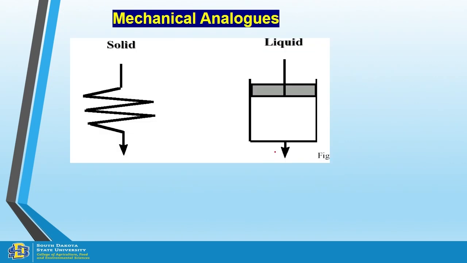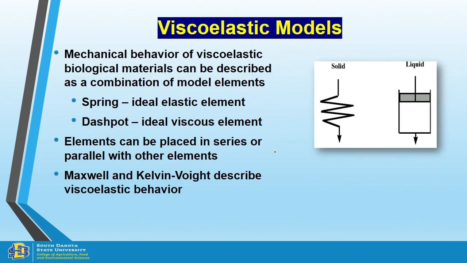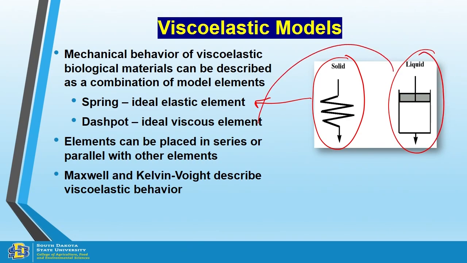Okay, so what are the mechanical analogs? Solid is spring, liquid is dashpot. That is the mechanical analog, and this is how we are going to describe it moving forward. There is a spring component, there is a dashpot component, and for viscoelastic models, the spring describes the ideal elastic element, and the dashpot describes the ideal viscous component. So they can be placed in series or parallel with the other elements.